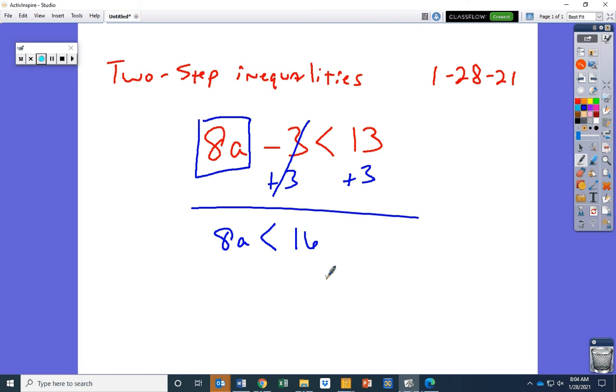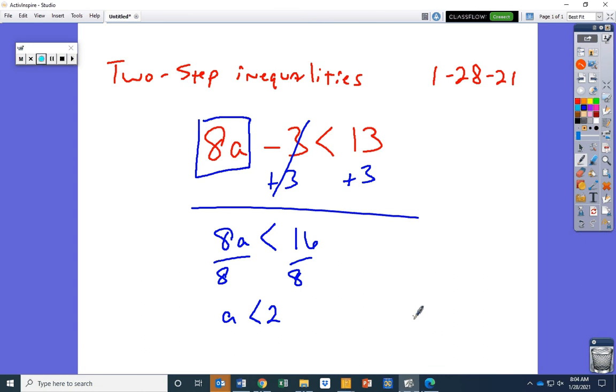Now, we're pretty good at one-step equations, right? All we have to do in this case, what's happening to a? It's being multiplied by 8. So how do we undo multiplying by 8? We're going to divide each side by 8. So a would be less than, what's 16 divided by 8? 2.